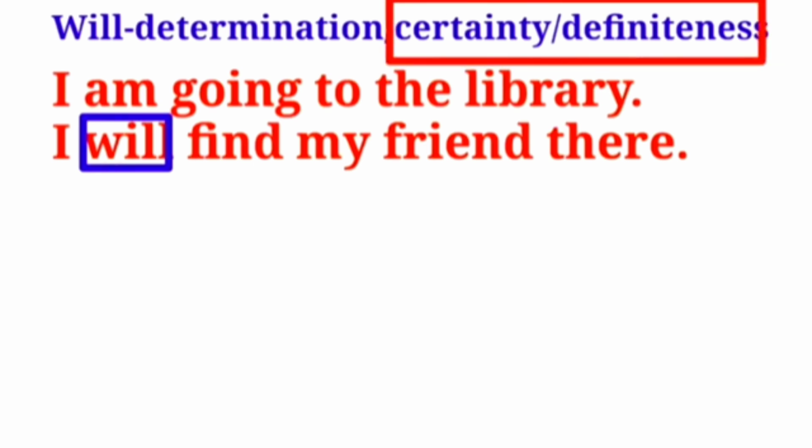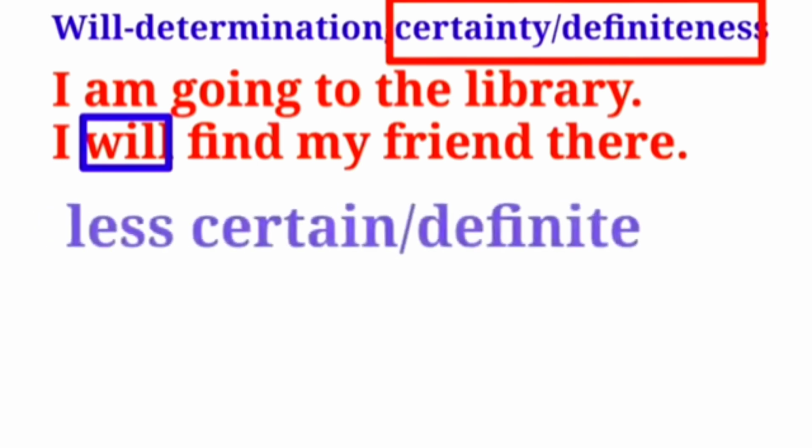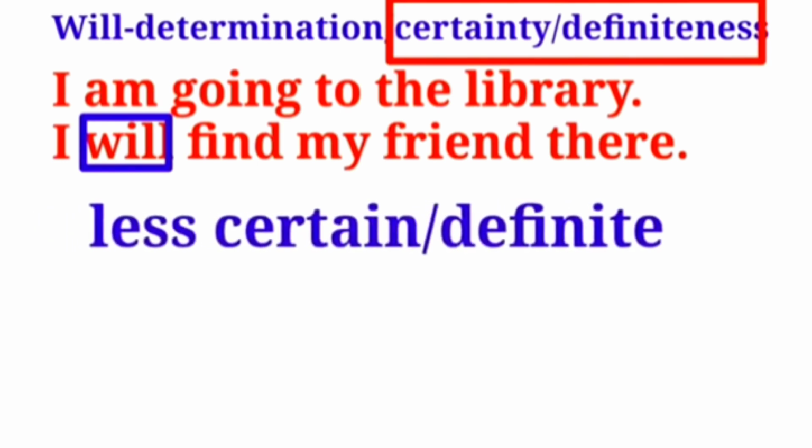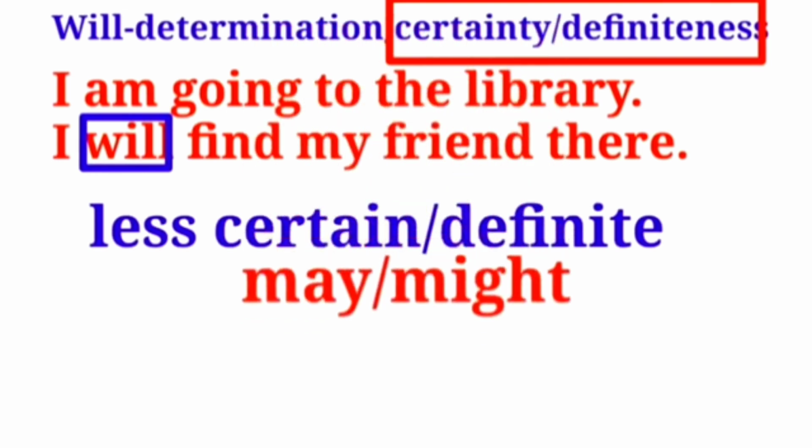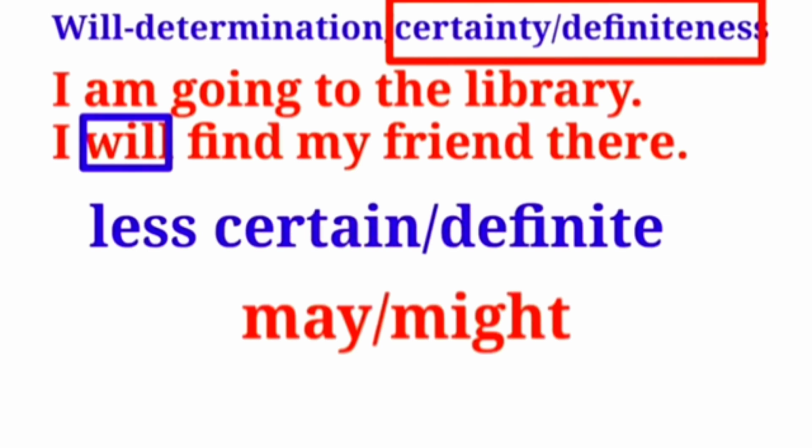So in this way, when we use the modal verb will in the sentence, that sentence is considered to be more definite or certain. Therefore, this modal verb will is called the modal auxiliary verb of certainty or definiteness. Students, if you want to make this sentence less definite or certain, you will have to use other modal verbs of less certainty or definiteness. Which is the modal verb of less certainty? We can use the modal verb may or might to make this sentence less definite or less certain.